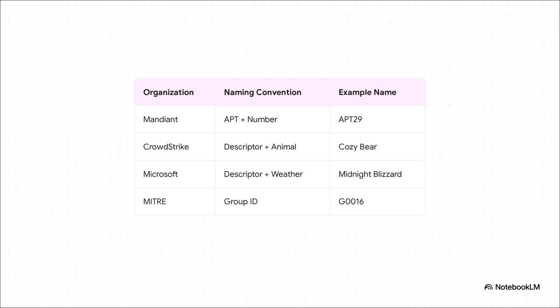Let's take this one Russian group, for example. The security firm Mandiant, they call them APT-29. But then you have CrowdStrike, and they go with the name Cozy Bear. Over at Microsoft, they call them Midnight Blizzard. And then there's the nonprofit MITRE. They keep it simple with just an ID, G0016. It's wild, right? 4 totally different names for the exact same group of hackers.